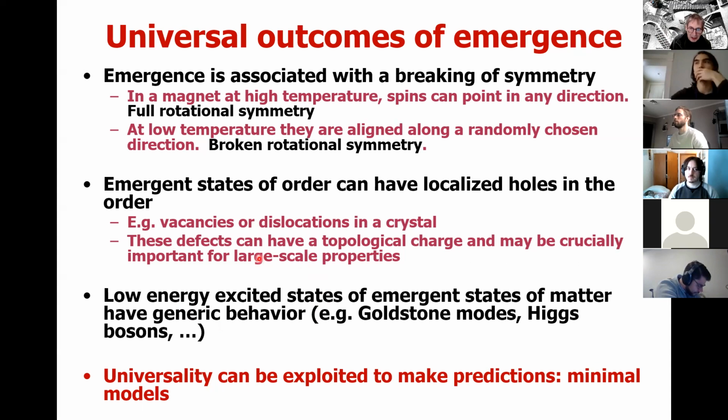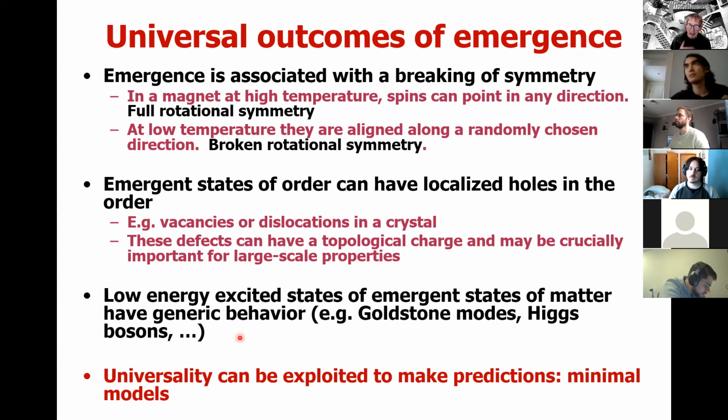So it turns out that there are generic consequences that come from symmetry considerations that tell you about the low energy excited states of the theory. And we're going to be talking a lot about that in the context of superfluids and superconductors and gauge theory. So those are some of the universal outcomes of emergence.